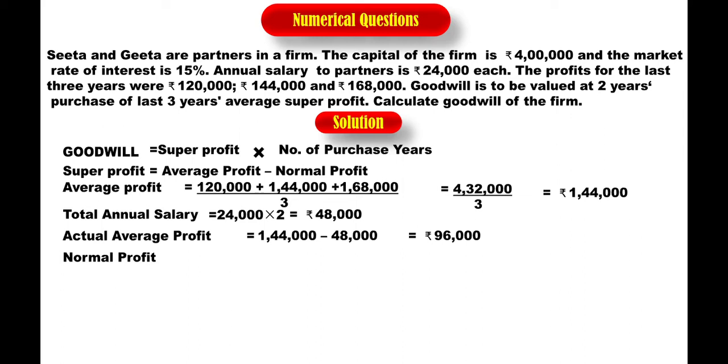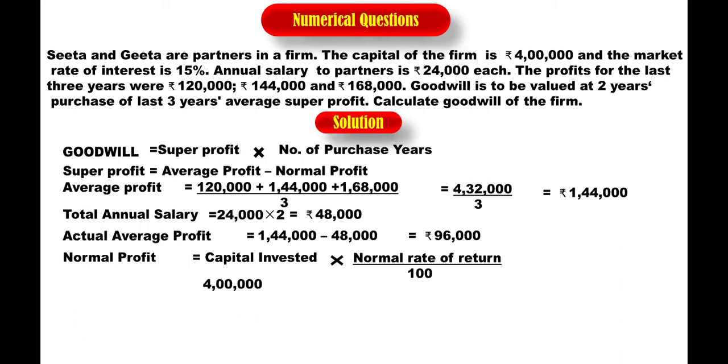Now we need to find out the amount of the normal profit. Normal profit equals capital invested multiplied by normal rate of return divided by 100. Capital invested is also given in the question: rupees 4 lakh multiplied by the normal rate of return. That is also given in the question. If you see the question very carefully, you can find the percentage of the normal rate of return, that is 15%. So this is the amount of the normal profit, that is 60,000.